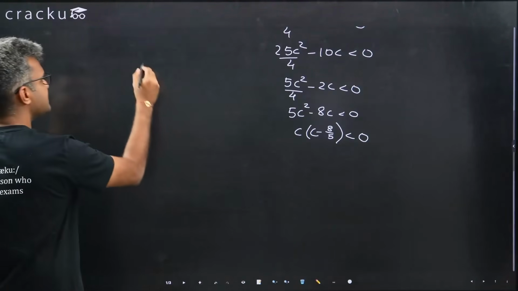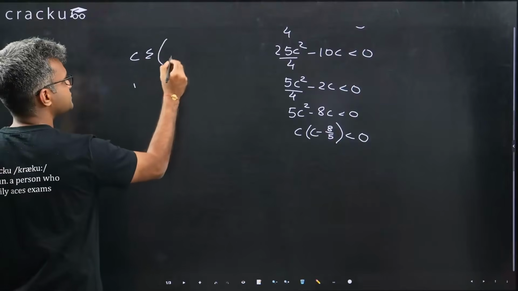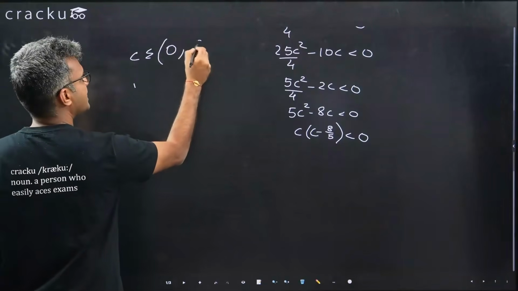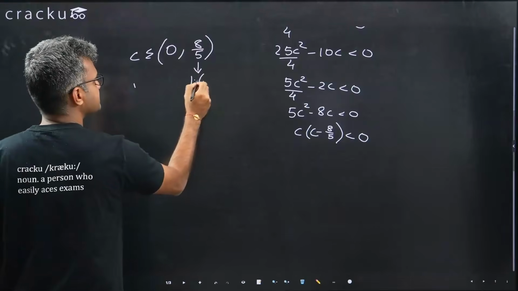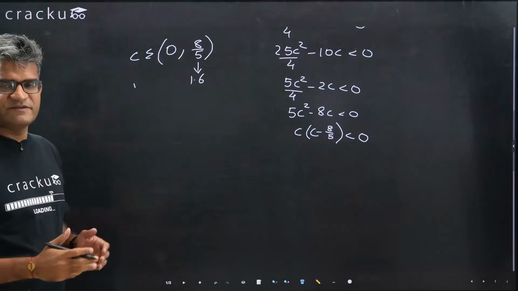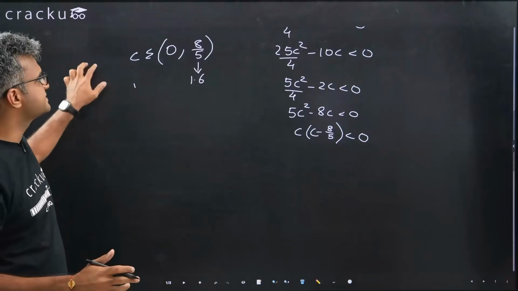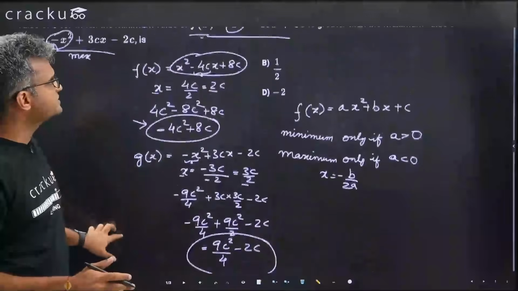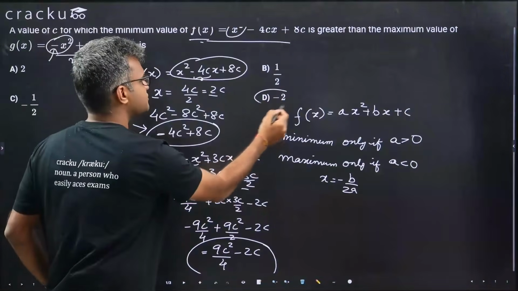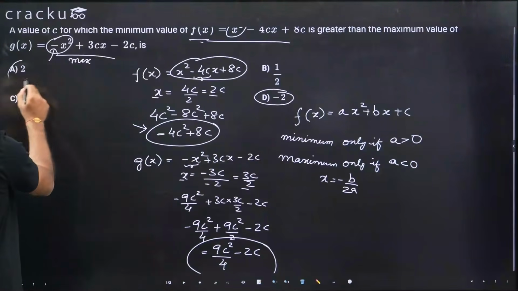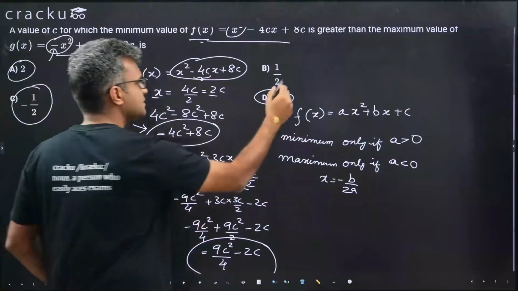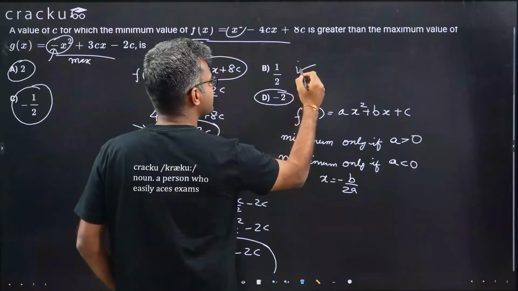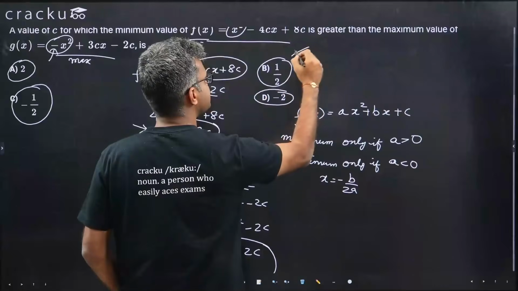This would imply that c has to lie between 0 and 8 by 5. 8 by 5 is 1.6. So we are looking for a value of c which lies between 0 and 1.6. If you look at the options, it is not minus 2, it is not 2, it is not minus 1 by 2. All three of them don't lie within that region. Amongst the options, the only one which lies in that region is option B, and this will be the answer.